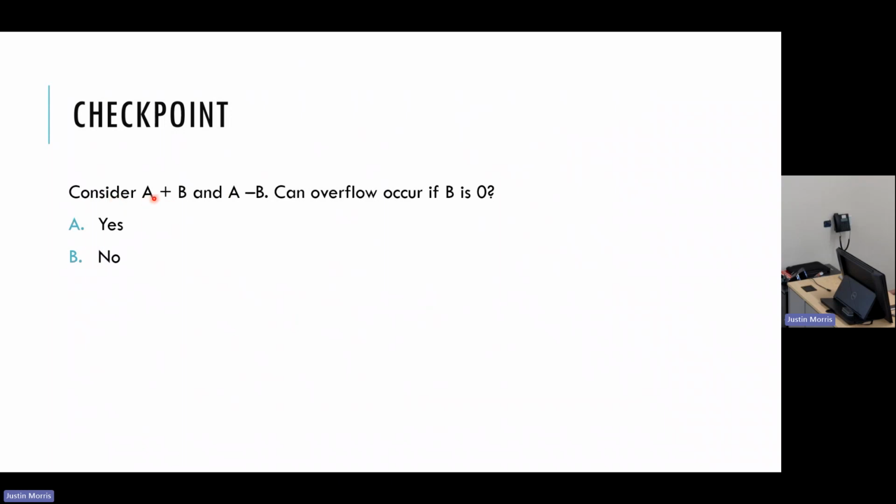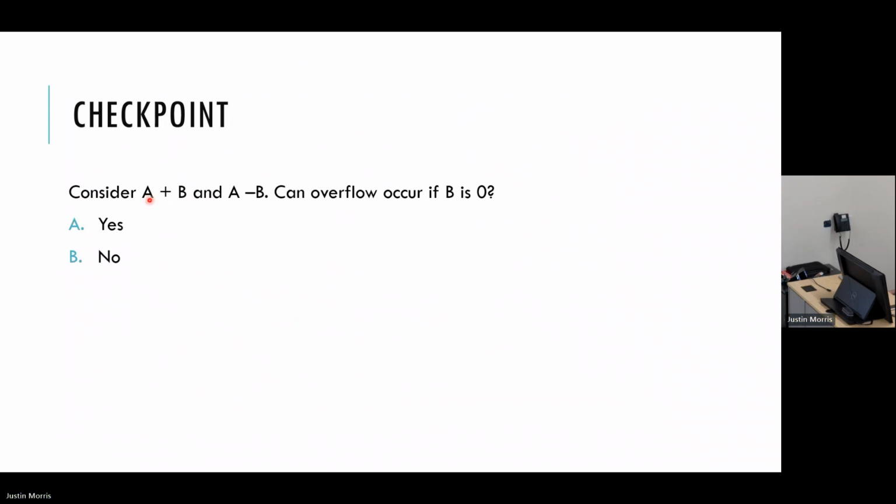So we have A plus B and A minus B. And the question is, can overflow occur if B is 0? Does anyone have an answer for this? You can answer this. I'm sure that your intuitive answer is correct. I would say no.